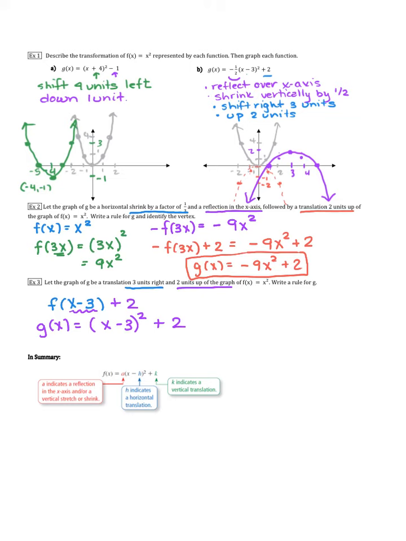Okay? So just to wrap it up, remember this outside number, the a, is your vertical dilation. So if a is greater than 1, it's going to be a stretch. If a is between 0 and 1, it's a shrink. And if a is negative, that's your reflection. And then the h, this is your horizontal. So remember that x minus h moves you in the positive direction. x plus h will move you in the negative direction.